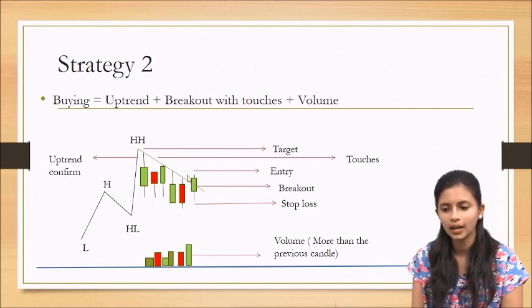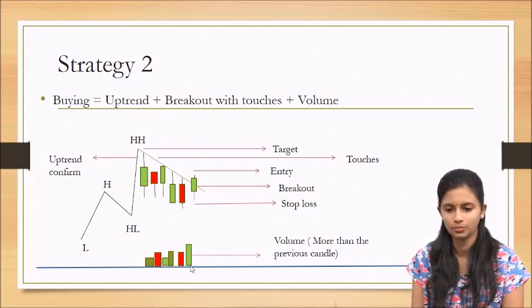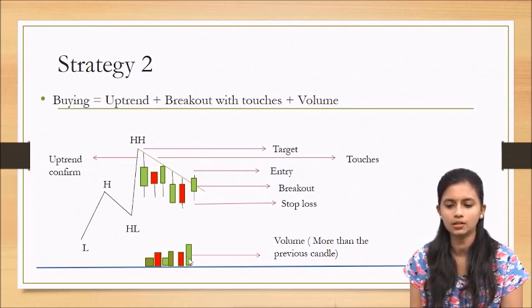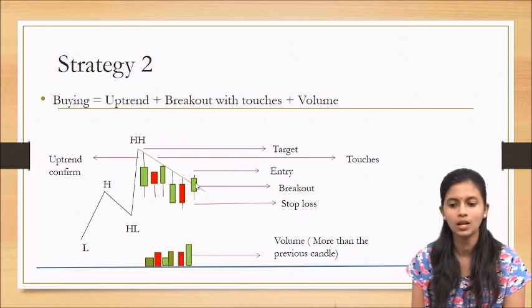This breakout candle should always be green in color. Another condition to be met is volume confirmation. The candle in which you are making the entry should have more volume than the previous candle. If you turn on the volume indicator, the volume will also come in the chart. So the breakout candle should have adequate volume, that is, more than the volume of the previous candle. Then only you can apply this strategy.